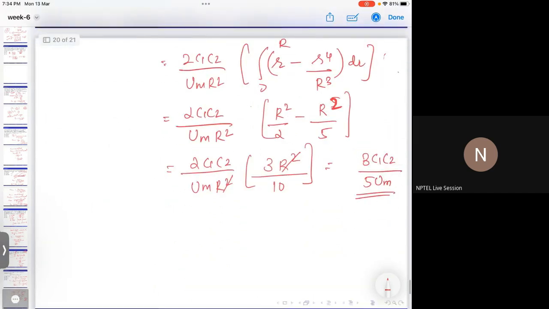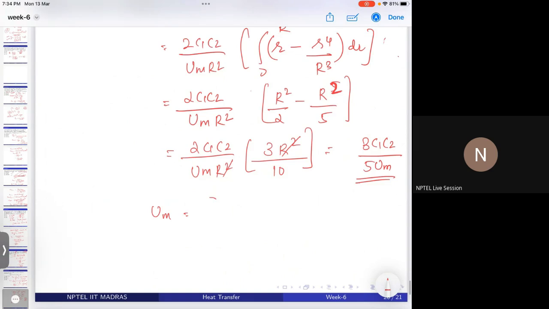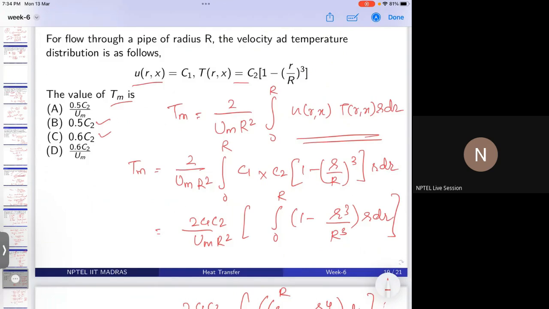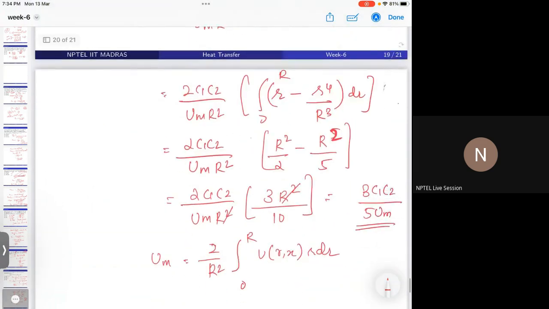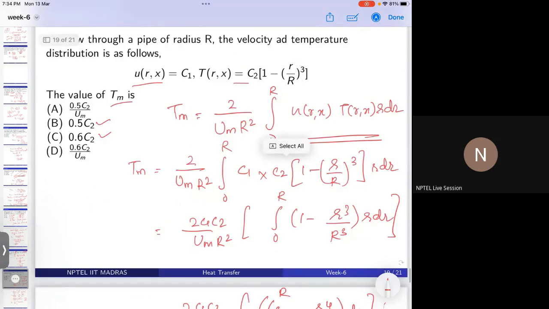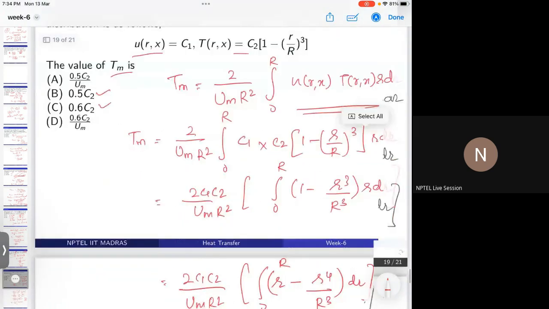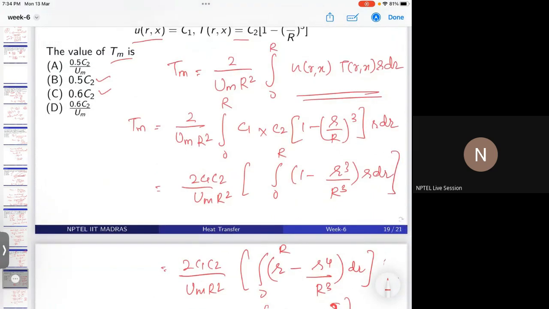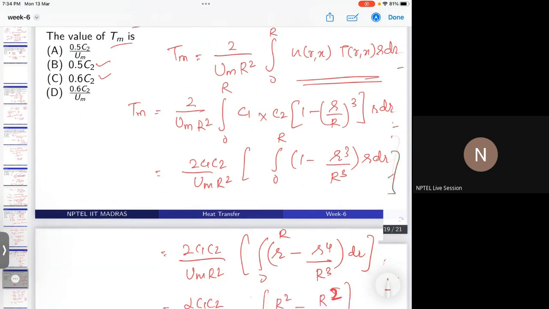You can find the mean velocity also. This is how GATE questions are framed. I hope you understand. In two options, there is none at all, and your answer is not matching with any of A or D. And C1 is also not present. So which means you have to do some more simplification.